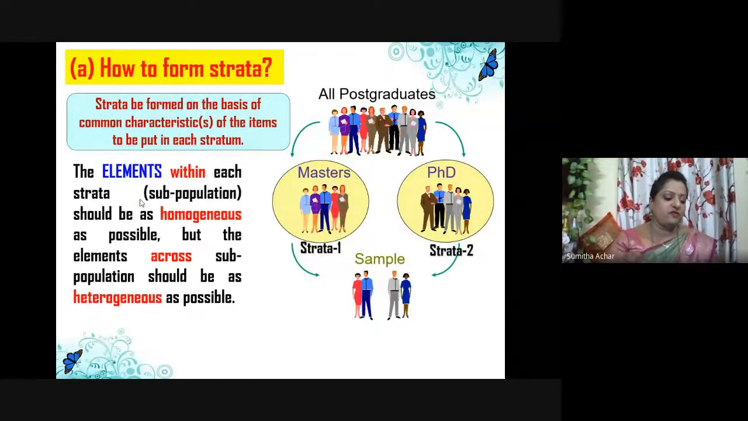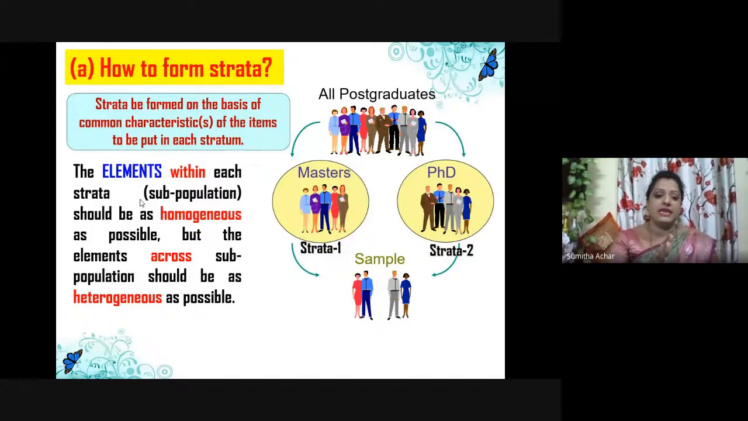The first and foremost thing one must understand is the elements; firstly, you should know your population. You should have the sampling frame. And then, based on your knowledge of research or keeping the objectives of your research, you can define the strata. Say all postgraduates: under all postgraduates, I will segregate the people as masters in one stratum and PhDs in the second stratum, right? So I have 2 strata here, right?